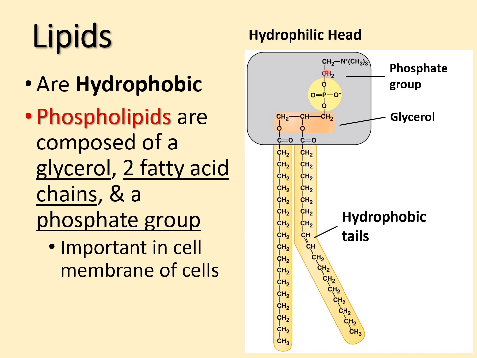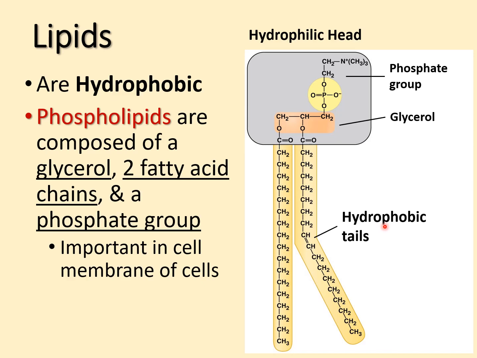Okay, so it's a little bit different than our other lipids that we were talking about, because we add a phosphate group and we take away one fatty acid chain, because that carbon that was attached to the fatty acid is now attached to a phosphate group. And why these guys are important is that now, because we've added this phosphate group, we've created a hydrophilic head. So that means that this head of the phospholipid likes water, but the tail does not.